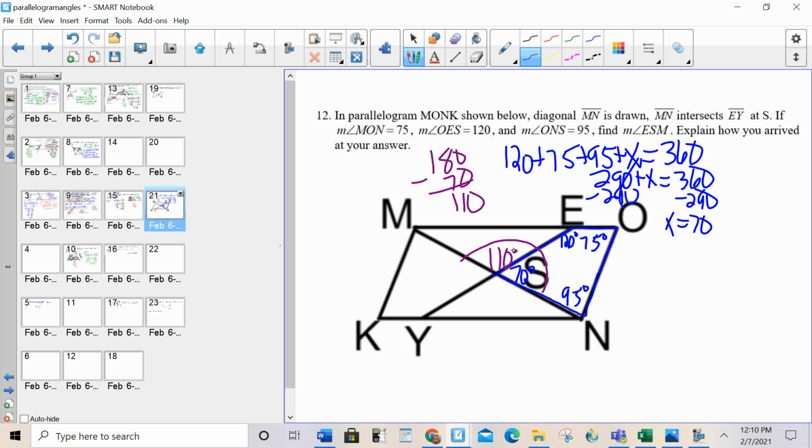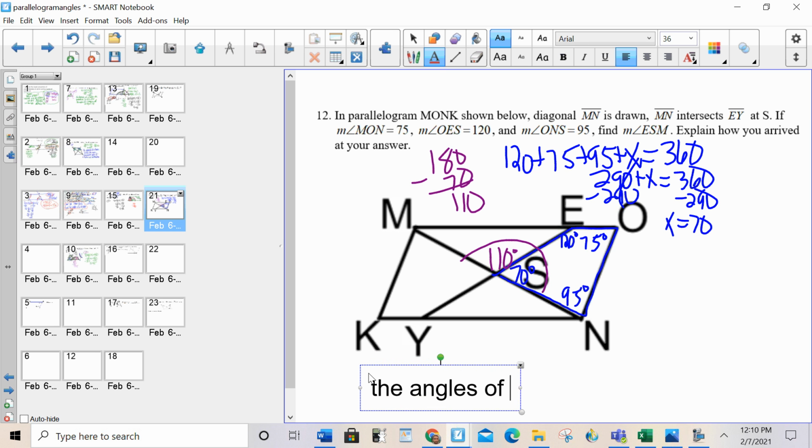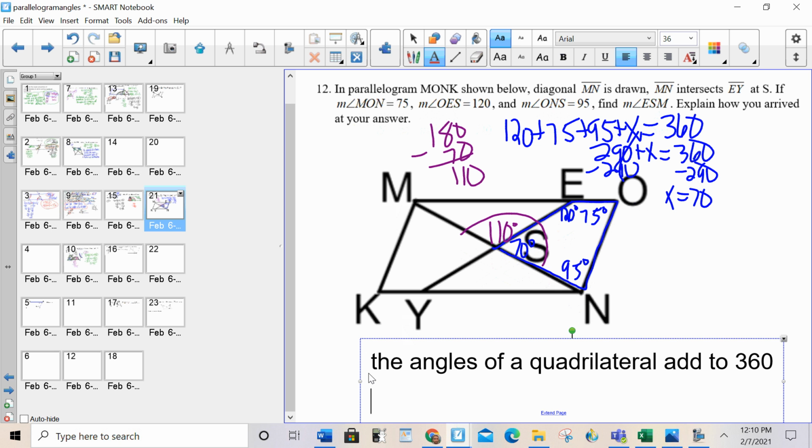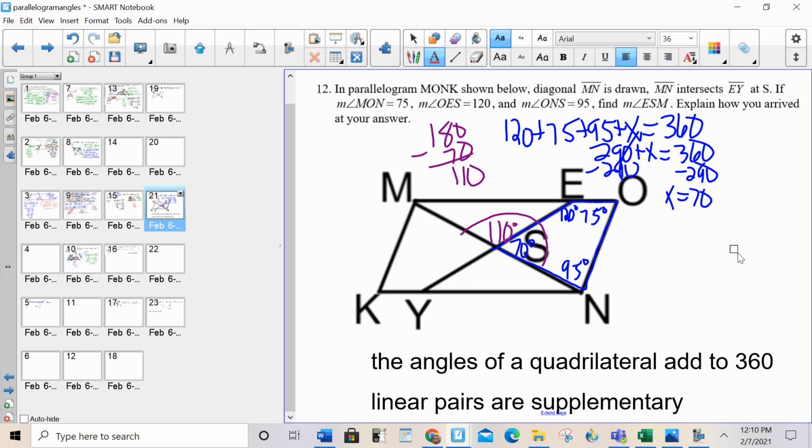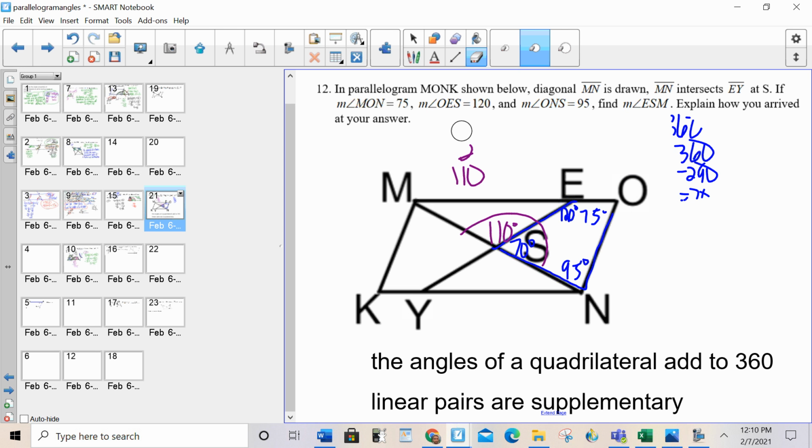And I'm done. So when it says to explain my answer, well, I used that the angles of a quadrilateral add to 360, and then I used that linear pairs are supplementary. There are so many different ways to do it. I'm going to do it another way now. I'm not going to do it every possible way imaginable, but let's do it another way.